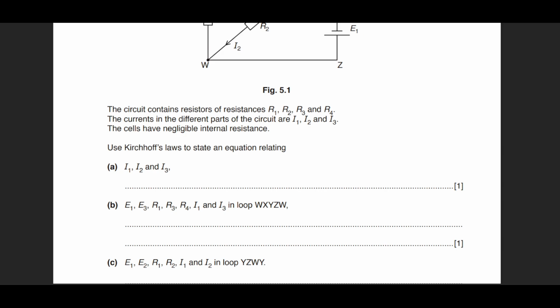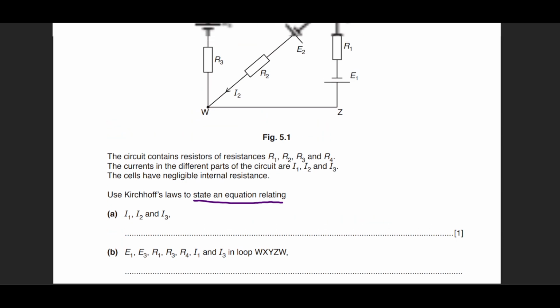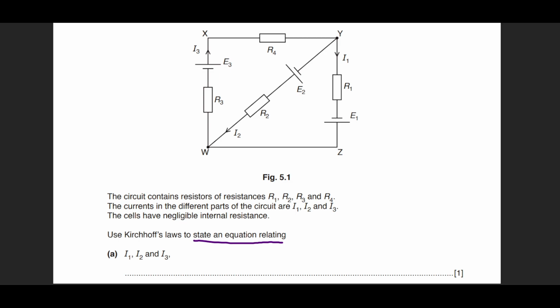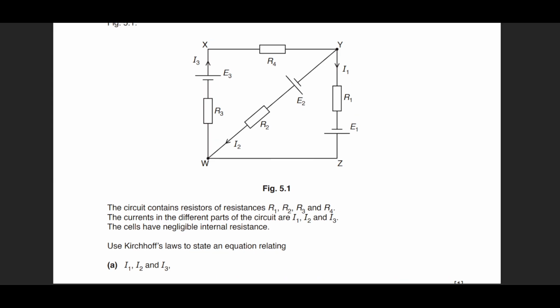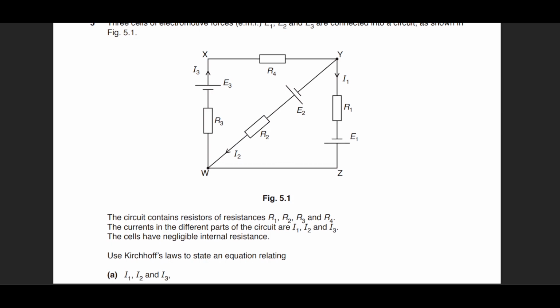He says using Kirchhoff laws, he's not mentioning first or second because that's going to be on you, to state relationships. Now he's asking you to state, he's not asking you to solve. State relationships between the equations using I1, I2, and I3. Now, since this is only dealing with current, I think this is going to be about current and the first law, which is conservation of electric charge. Okay. All right. So I1, I2, and I3, what are they doing?